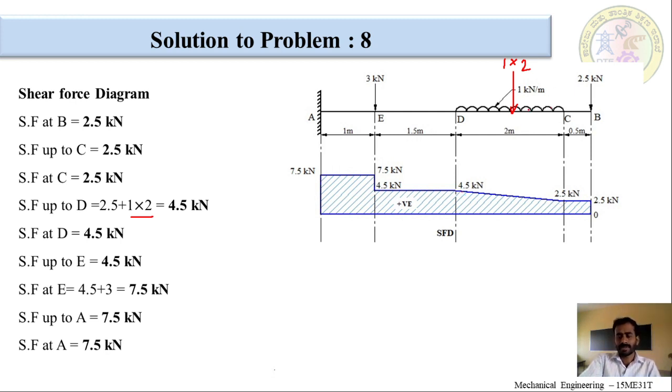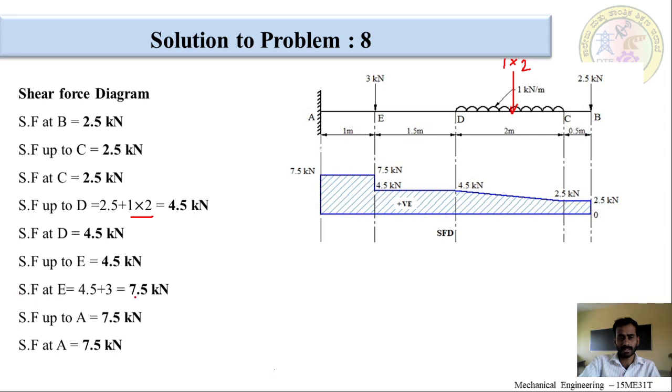When there is a UDL, the shear force line will be an inclined straight line. So, it increases gradually from 2.5 to 4.5. Now, what is shear force at E? Up to E, it is 4.5. So, you have to draw it as a straight line parallel to the reference line. So, 4.5 will remain constant from D to E. When there is a point load at E, suddenly the shear force increases. So, you have to draw a vertical straight line up to 7.5.